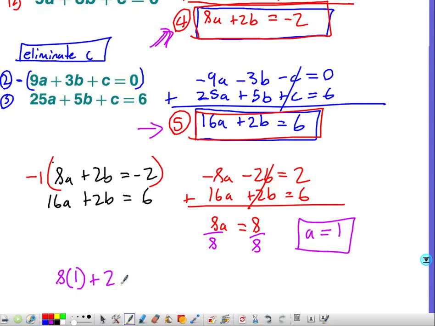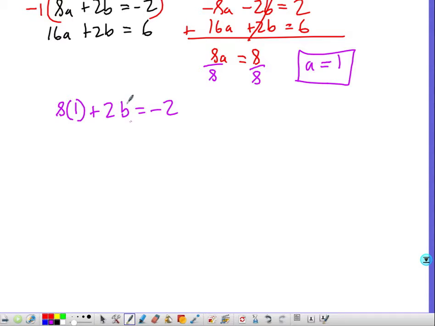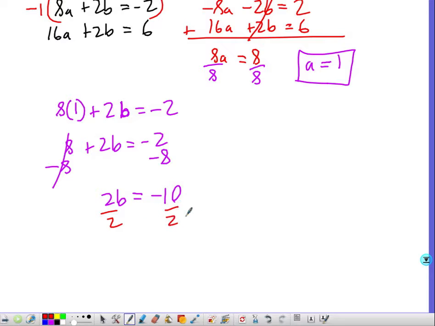I get that 8 times 1 plus 2b is equal to -2. And guess what? I just have the variable b, which is what I can solve. So I have 8 plus 2b is equal to -2. Subtract 8 from both sides, and so we get 2b is equal to -10. Divide by 2, and we get that b is equal to -5.